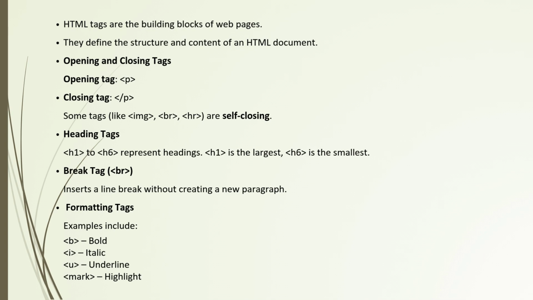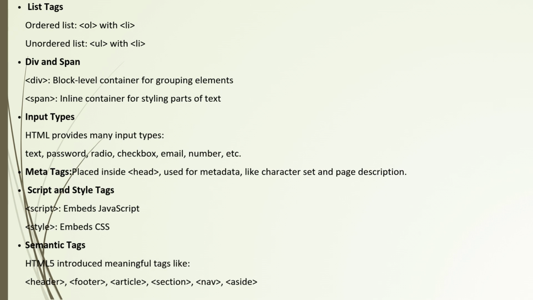Heading tags H1 to H6 represent headings. H1 is the largest, H6 is the smallest. The break tag inserts a line break without creating a new paragraph. Formatting tag examples include B, bold, I, italic, U, underline, mark, highlight. List tags: ordered list with ol and unordered list with ul.